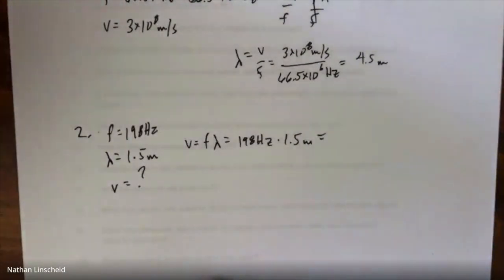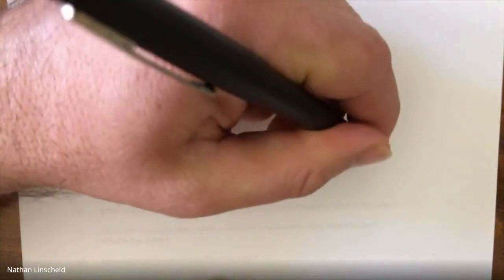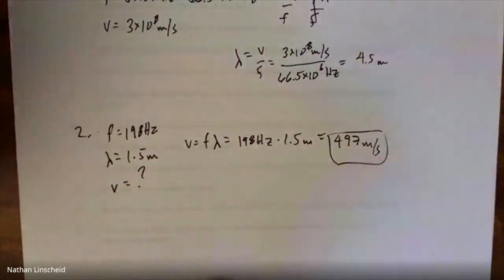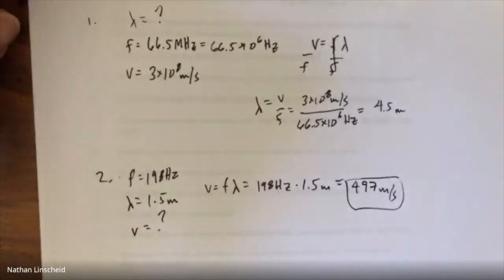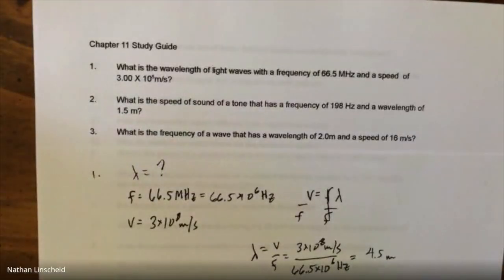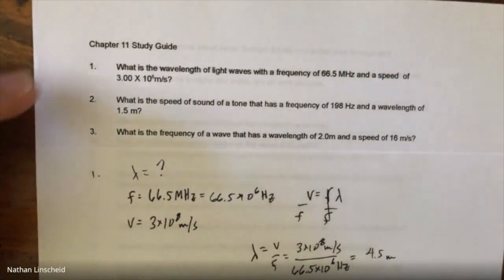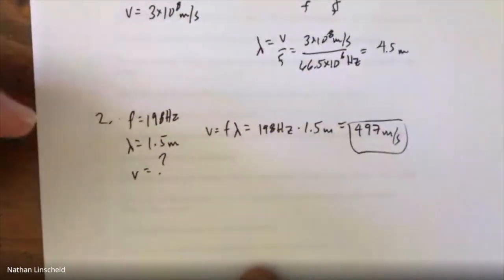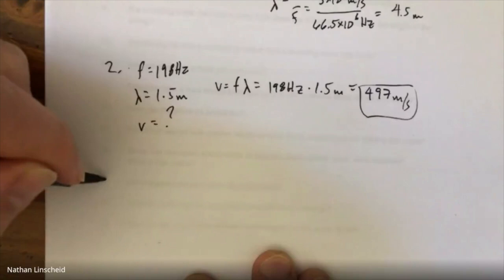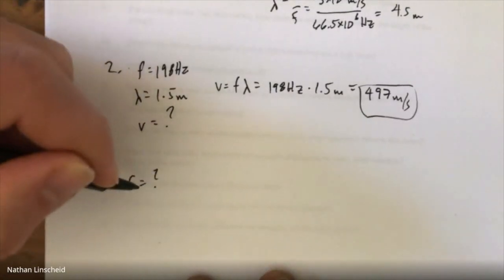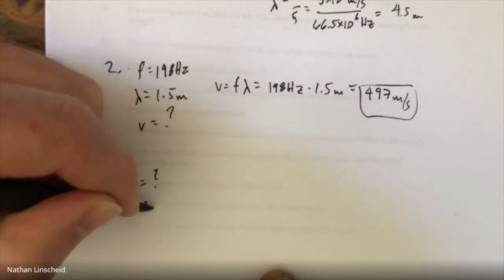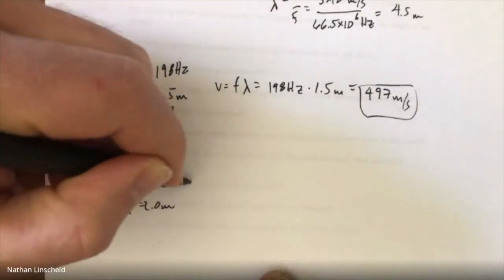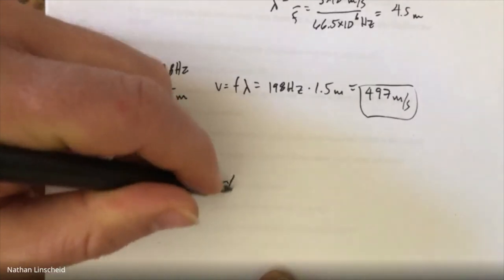That's going to be what, 396 plus 99, so that's going to be 497. 497 meters per second. All right, number three, rather. What is the frequency of a wave that has a wavelength of 2 meters and a speed of 16 meters per second? Okay, so number three. Now we're looking for frequency. We have a wavelength of 2 meters, and we have a speed of 16 meters per second.